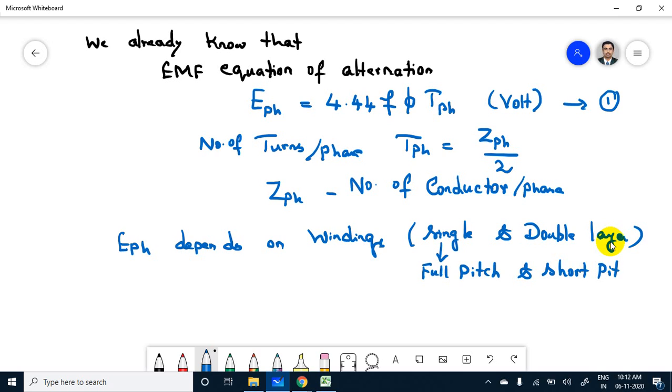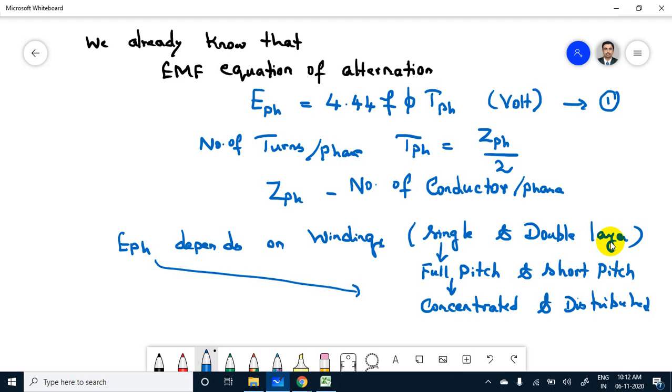Yesterday's class explained that there are three types of classification in armature winding. One is single and double layer. Second is full pitch and short pitch winding. What is the third type? The third is concentrated and distributed winding.